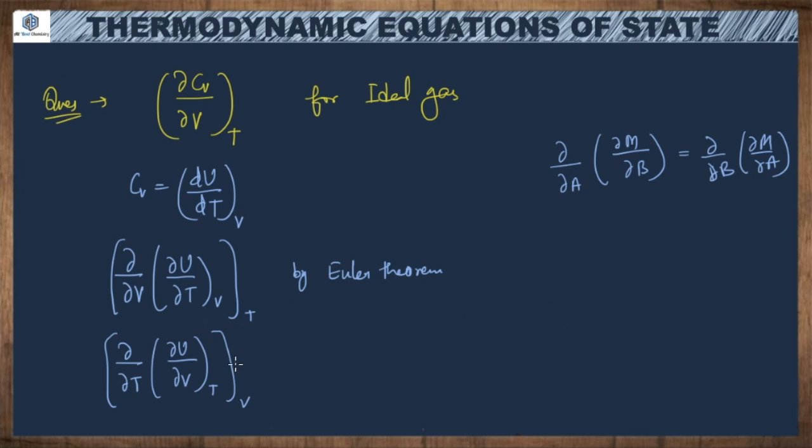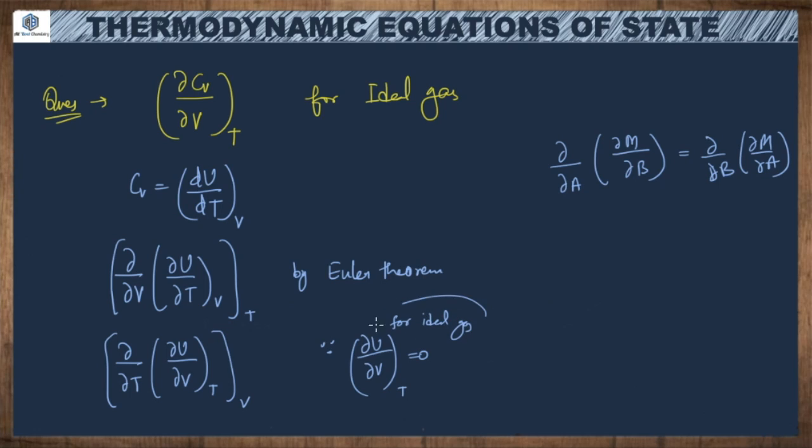Now, right now only we have observed that del U by del V at constant T for an ideal gas was 0. Now, since this particular term is 0, so I'll just write down that del U by del V at constant T is equal to 0 for an ideal gas.